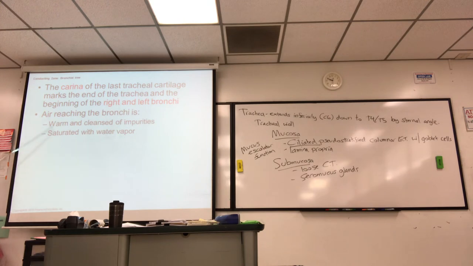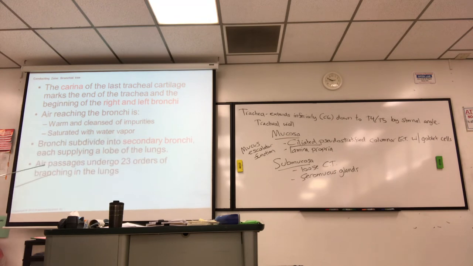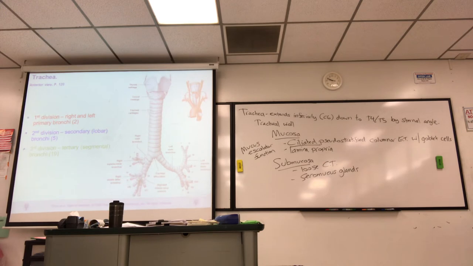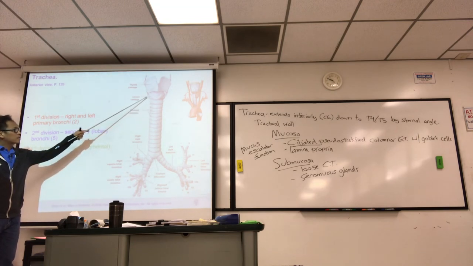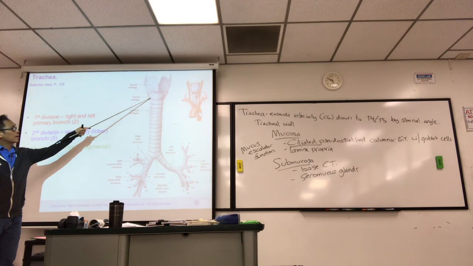And what we're gonna see is that by the time air reaches the bronchi, it's gone through all those structures we've talked about thus far. Air is warmed and cleansed of the impurities. It's saturated with water vapor. And they just subdivide, I'm gonna go through all these 23 orders of branchings. And here's a picture of the larynx with the trachea with some of the bronchi down here. So again, the trachea ends. It starts here, inferior to the cricoid, okay?